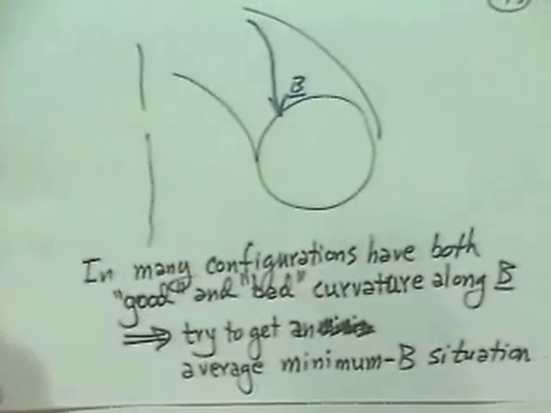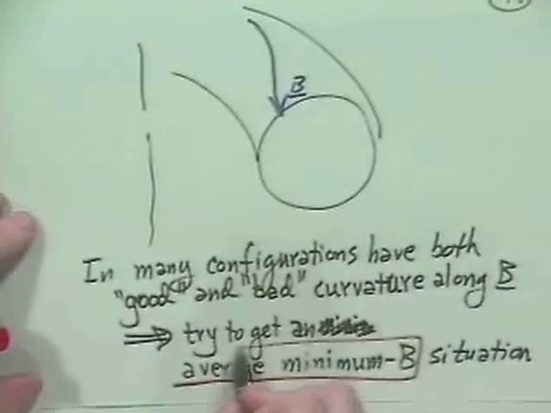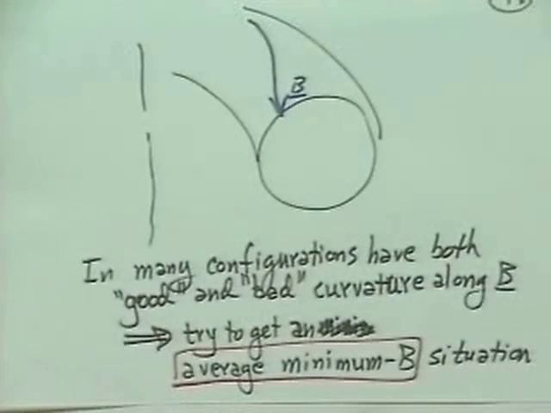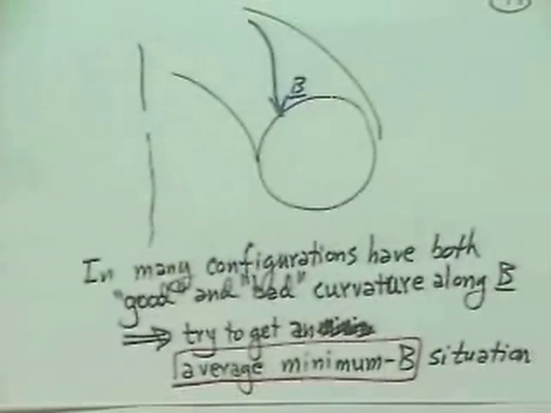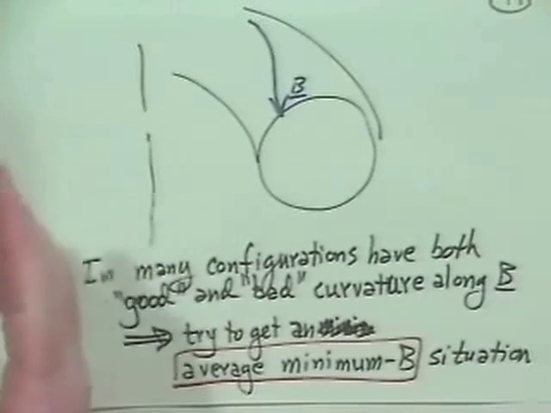So the comment is you try to get average minimum B, where you average over the field line, which has some good curvature regions and some bad curvature regions. And in tokamaks, it turns out that that is indeed a possibility.